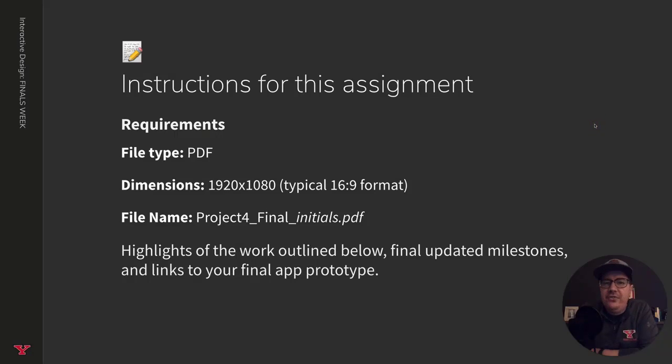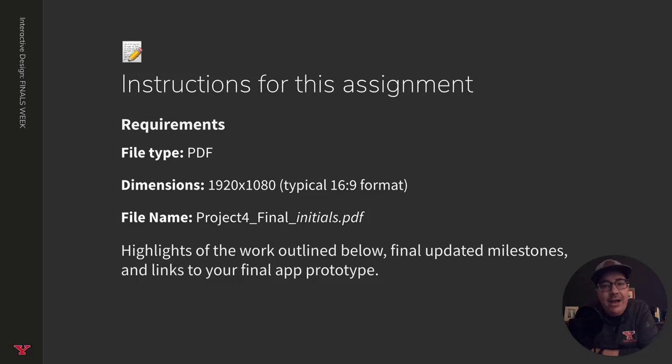The instructions for the assignment are very similar, almost identical to what we did in projects 1, 2, and 3. So your final file type should be PDF. It should be that widescreen format, 16 by 9, 1920 by 1080. The file name should be project 4 _ final _ your initials, and it should highlight the work that's outlined in the description below, the ones we'll go through here in a second.